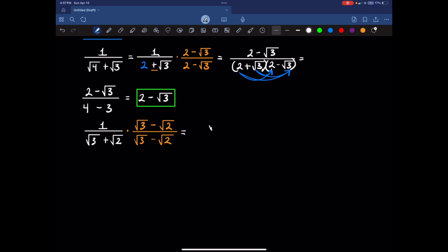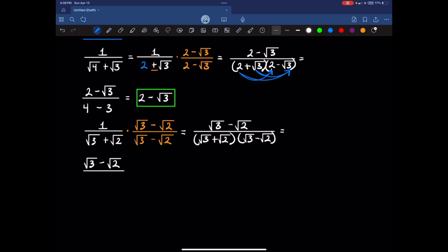So the numerator is just going to be the square root of 3 minus the square root of 2. And we're going to divide by square root 3 plus square root 2 times square root 3 minus square root 2. And let's do some further simplification here. So the square root of 3 minus the square root of 2 is going to stay the same in the numerator.